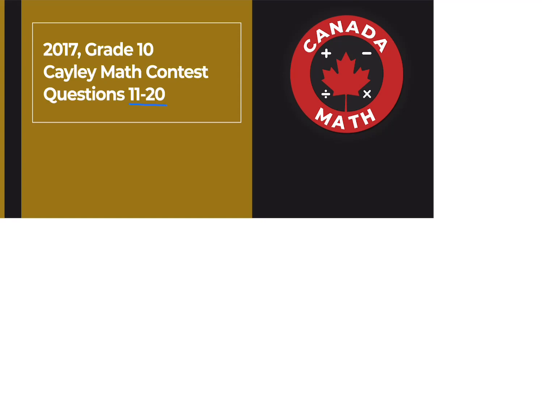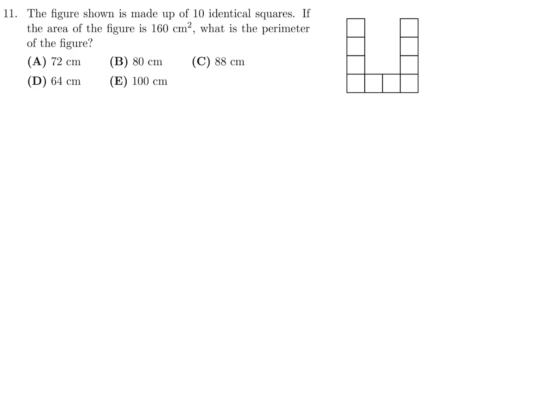Questions 11 through 20 on the 2017 Grade 10 Cayley Math Contest. The figure shown is made up of 10 identical squares. If the area of the figure is 160 centimeters squared, what is the perimeter of the figure?